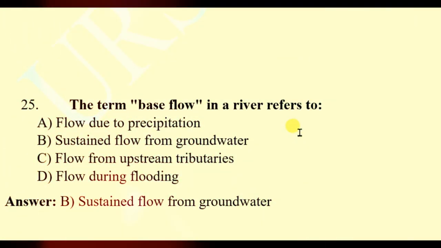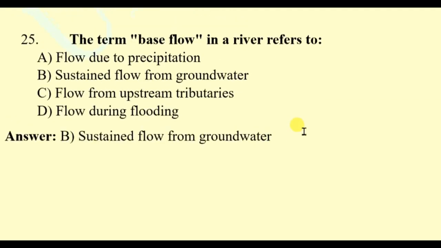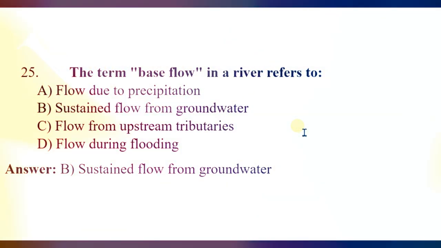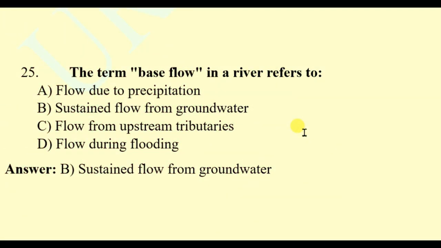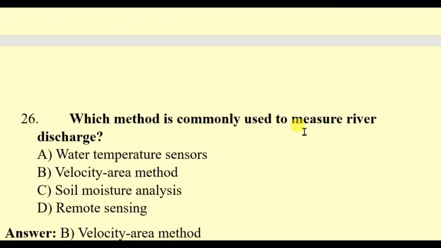Question 25. The term base flow in a river refers to: flow due to precipitation, sustained flow from groundwater, flow from upstream tributaries, flow during flooding. Here the right answer will be sustained flow from groundwater. This is called base flow. I will discuss in another video what is base flow, throughflow, etc. in the hydrological cycle.